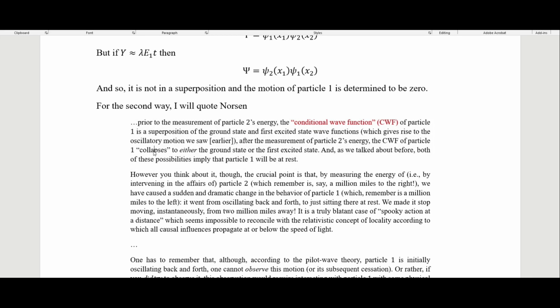And I'm going to get into this a little bit more in a bit, because one of the things that he has talked about is that we don't need the collapse postulate in Bohmian mechanics, but when we talk about the conditional wave function anyway, we do have collapses. Norsen will say that these collapses are something we derive rather than something we postulate in Bohmian mechanics. So the conditional wave function of particle 1 collapses to either the ground state or the first excited state. And as we talked about before, both of these possibilities imply that particle 1 will be at rest.